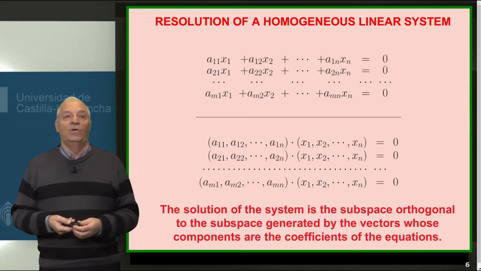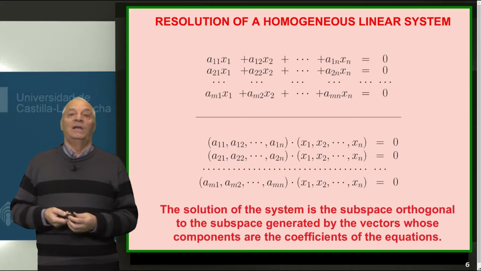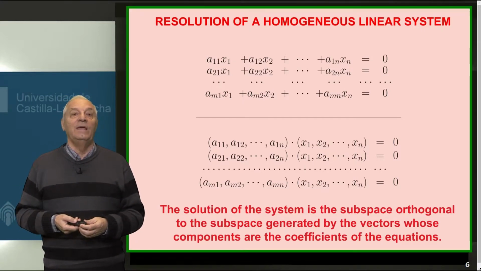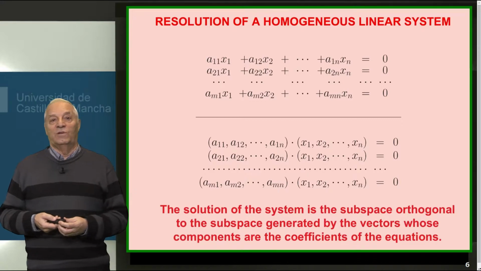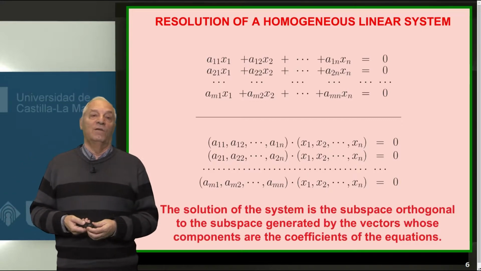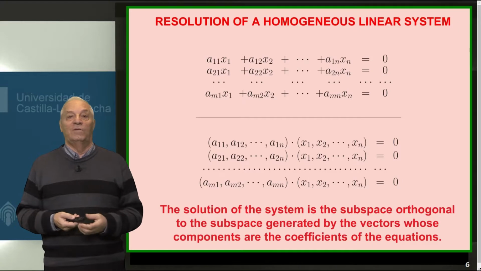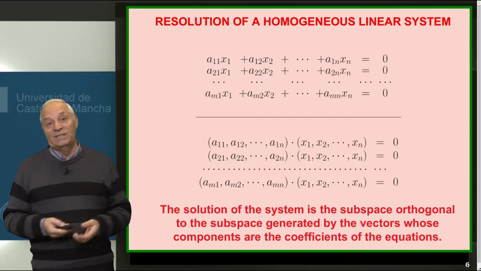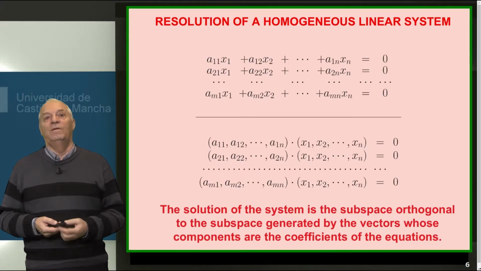It tells us, first, that the solution of the system is a linear subspace, and in second place, since it is orthogonal to the subspace generated by the row vectors, that what we have to do is to apply the algorithm and get its orthogonal space. That is the great contribution of the orthogonality.